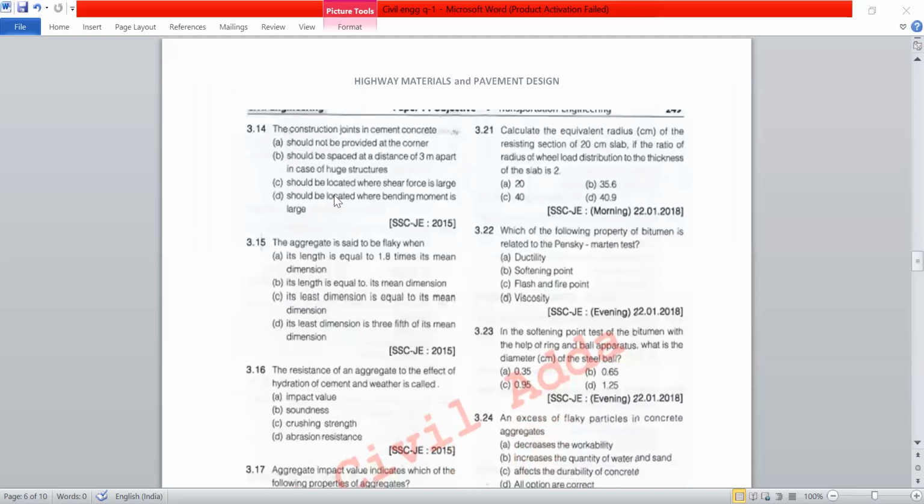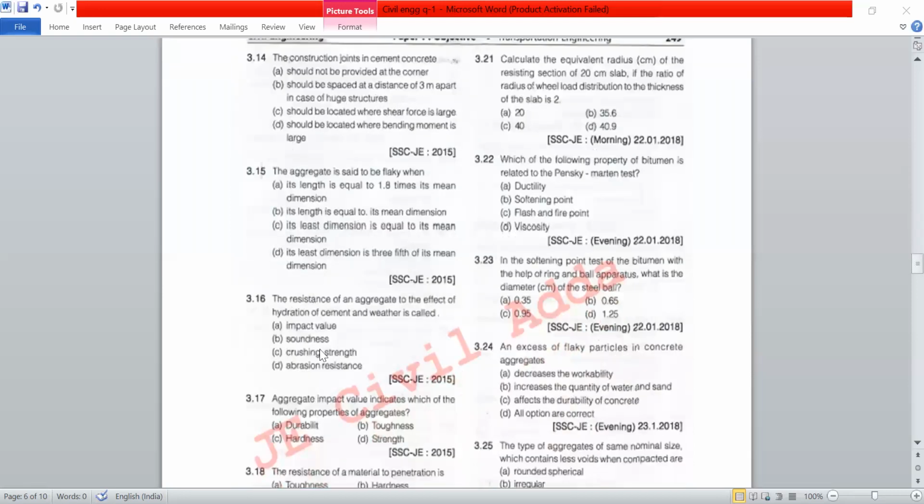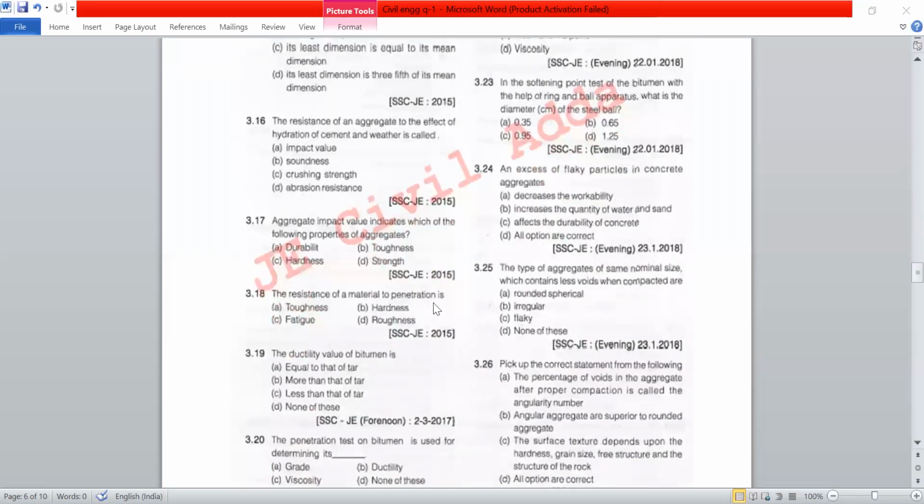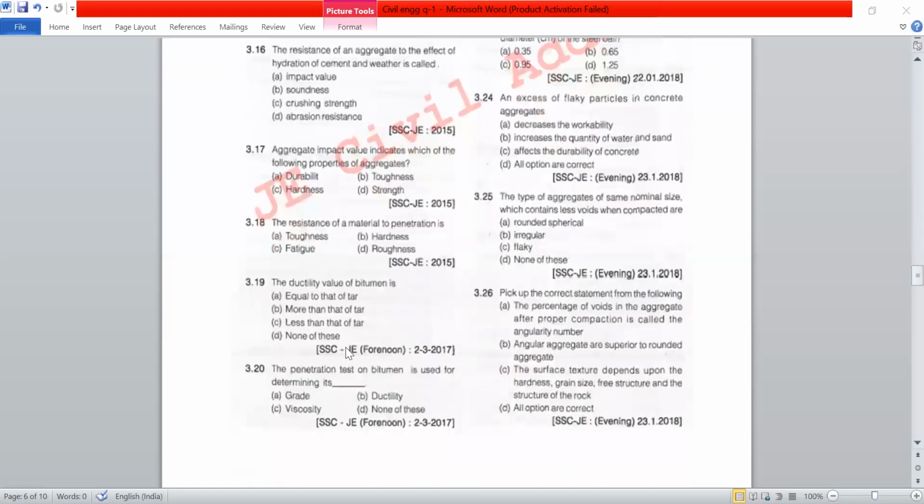The construction joints in cement concrete should not be provided at the corner. The aggregate is said to be flaky when its least dimension is 3/5 of its mean dimension. The resistance of an aggregate to the effect of hydration of cement and weather is called soundness. Aggregate impact value indicates which property of aggregates? Toughness. The resistance of a material to penetration is hardness. The ductility value of bitumen is more than that of tar.